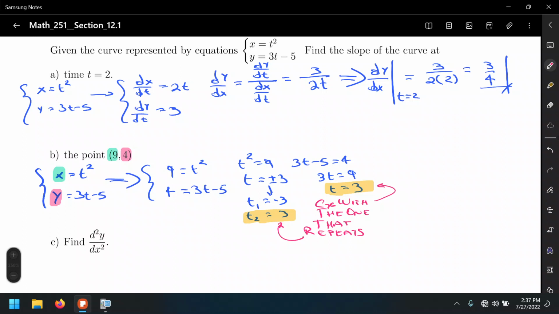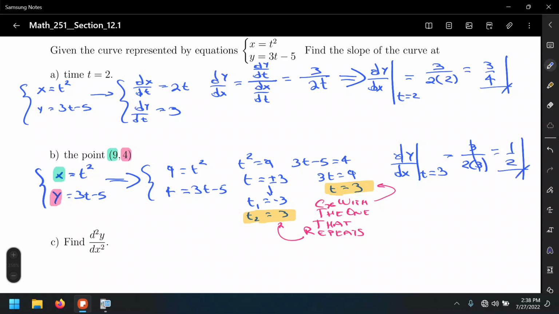So we may now find the derivative at that value of t. That is dy/dx evaluated at t equals 3. Well, that's going to be 3 over 2 times 3. Cancel the 3's, that's 1/2.